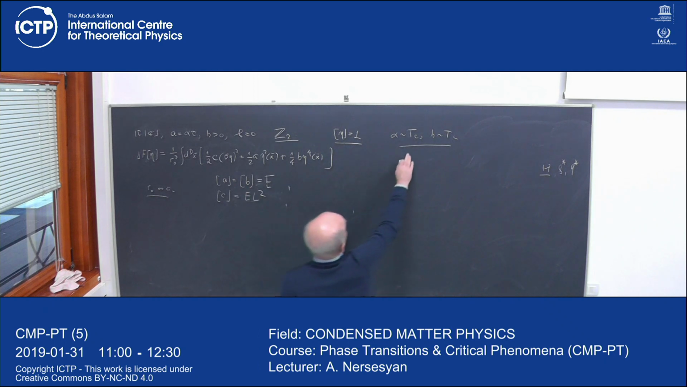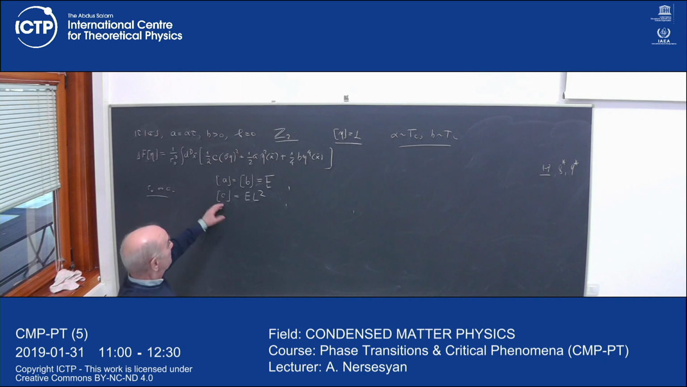A and B are of the order of Tc and indeed have the dimension of energy, and C has the dimension of energy times L squared. Good.